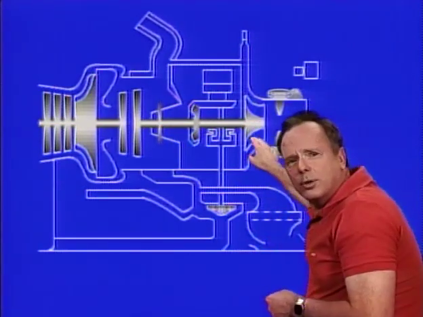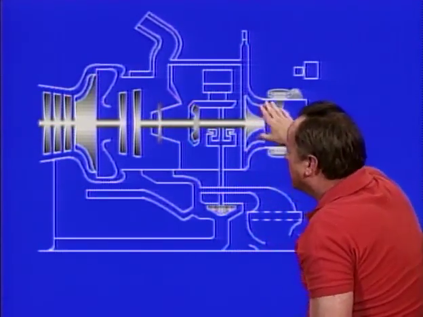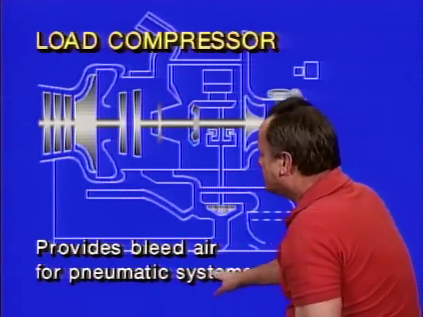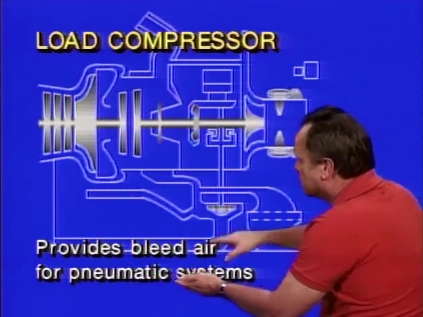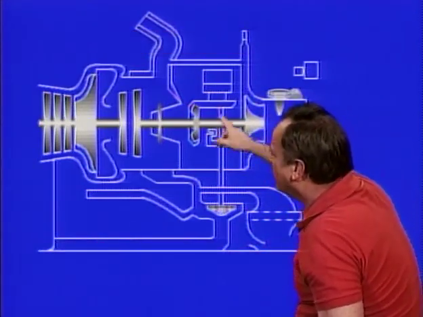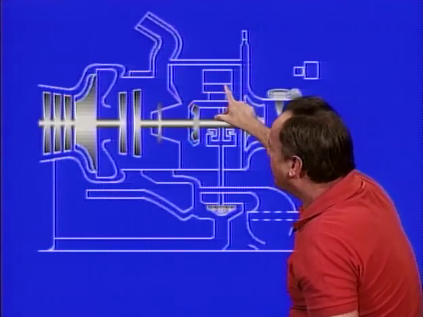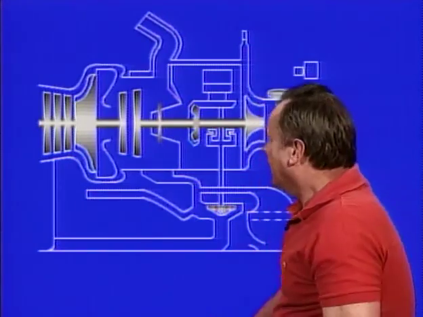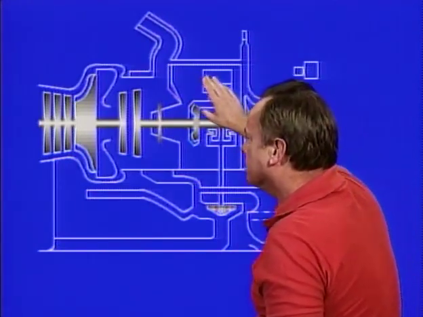So here's the load compressor at this particular point, and it's the load compressor that supplies bleed air for pneumatic systems. So you have this load compressor, and it'll supply bleed air for pneumatic systems. At the same time, this shaft is connected to a generator, and very often that generator is identical to one of the engine-driven generators, and it supplies electrical power where the aircraft's on the ground.